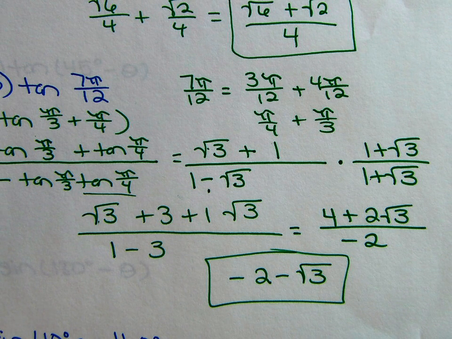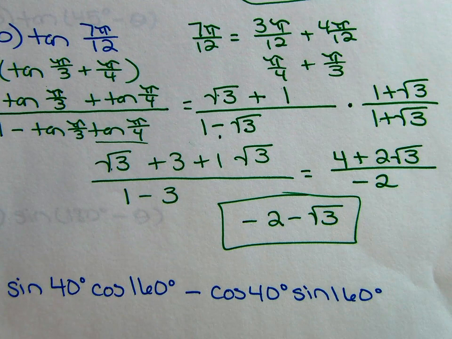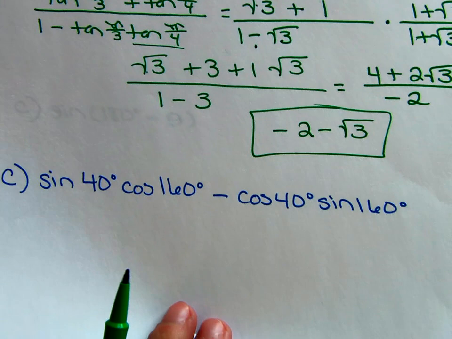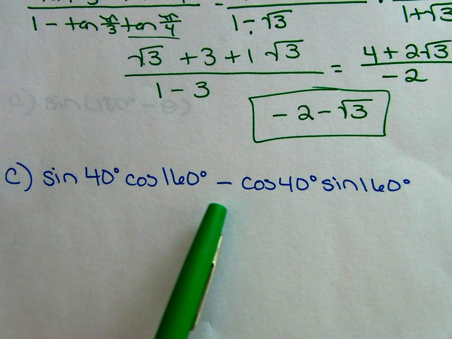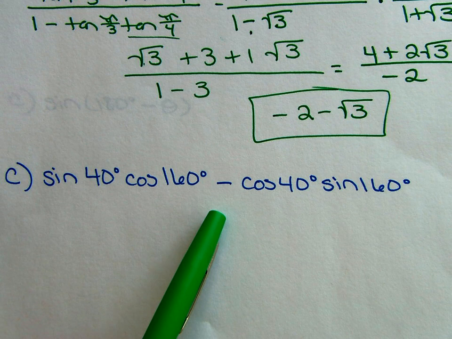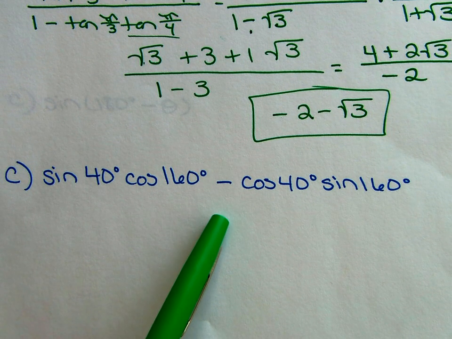This last one is where they gave it to us in the expanded form, and we're going to shrink it and simplify it. Sine 40 cosine 160 minus cosine 40 sine 160. So we need to figure out which of our identities this happens to be. We know it's not tangent. And since we're in the sine section, we know it's either the sine of a sum or the sine of a difference. Since it's subtraction and sine works with the same sign, we know that this is going to be sine of a difference, where this is my A and this is my B.